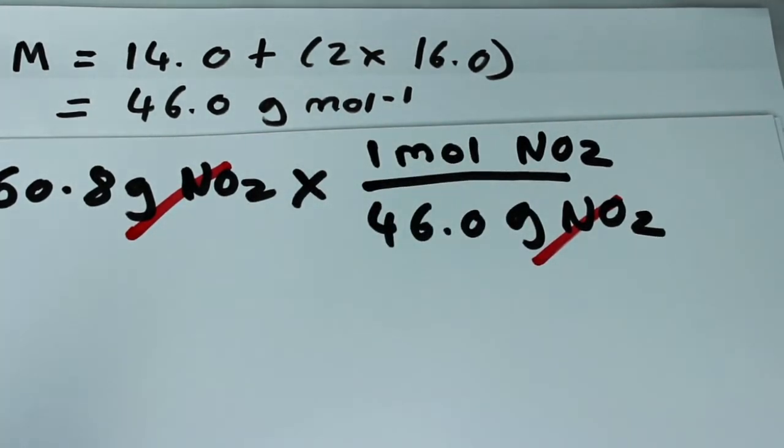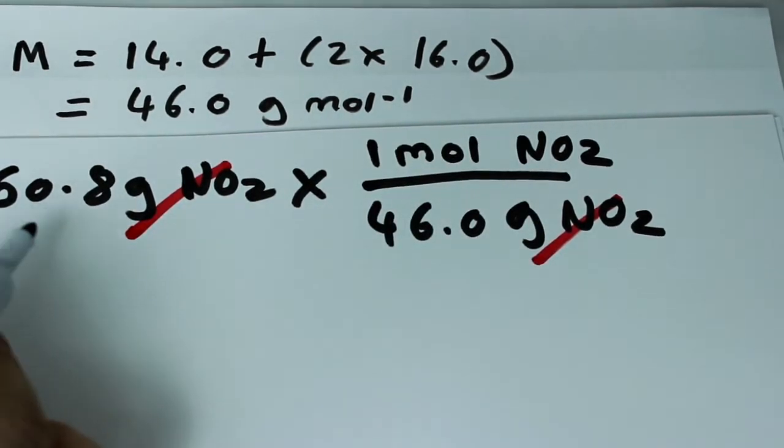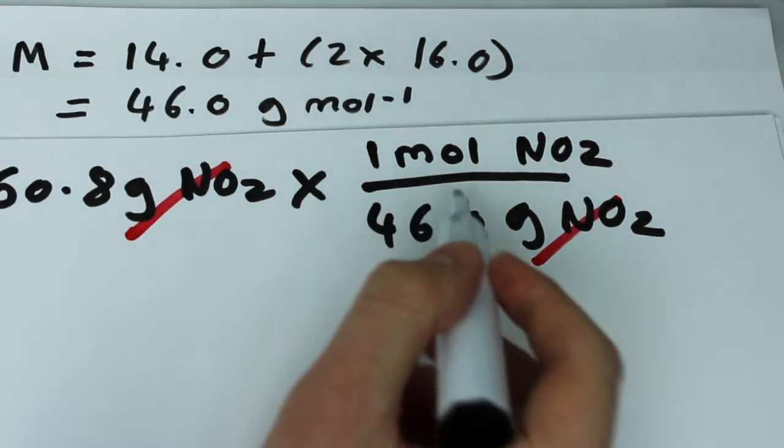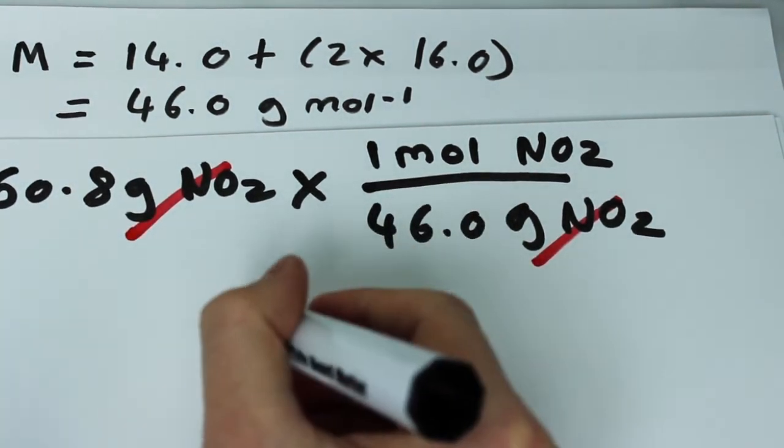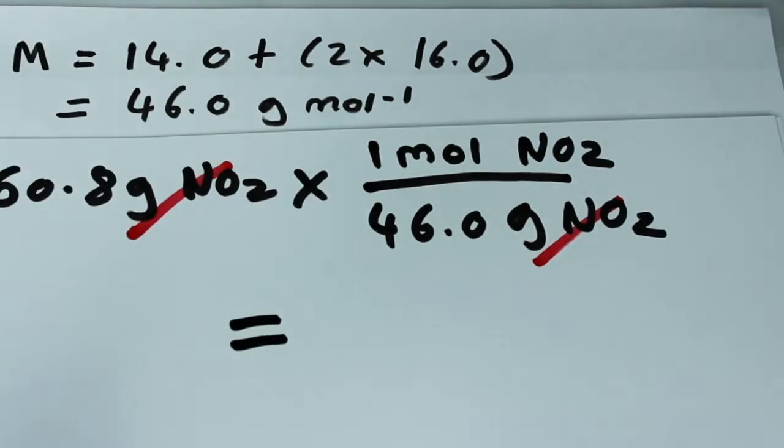So now we can carry out the calculation. So 60.8 times 1 divided by 46.0, and then we're going to give an answer to 3 significant figures. Now the reason why we're doing this is so we can give an answer with the same number of significant figures that are in the value in the question with the fewest significant figures.